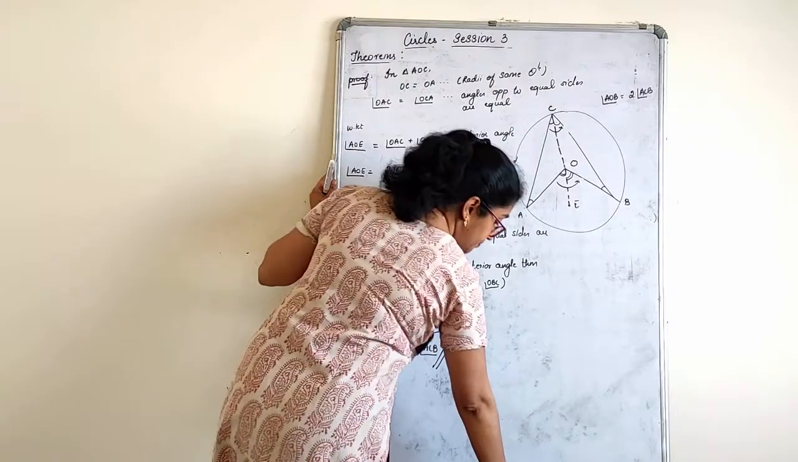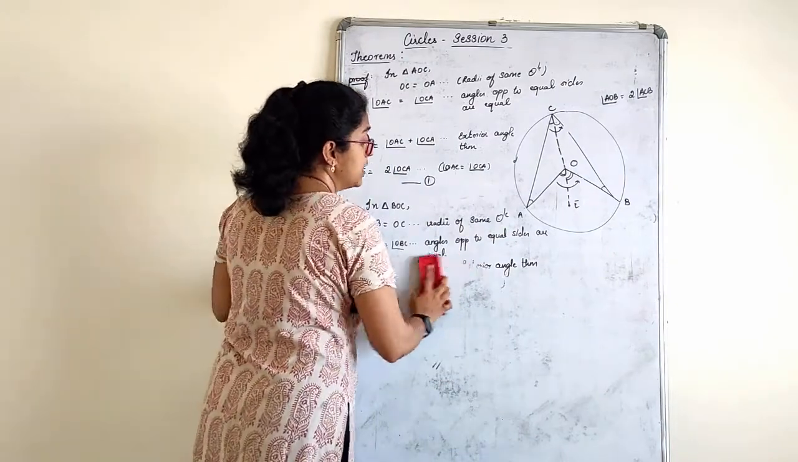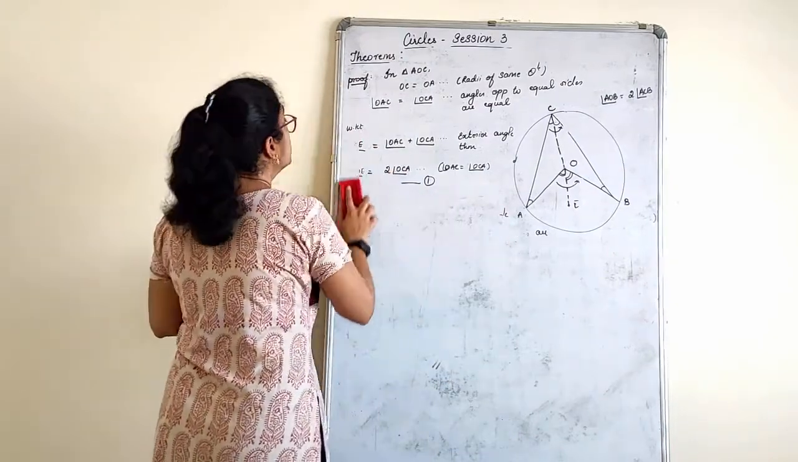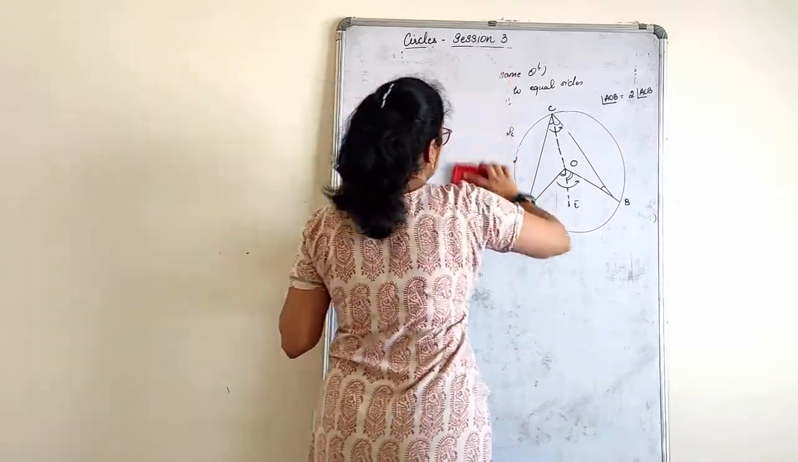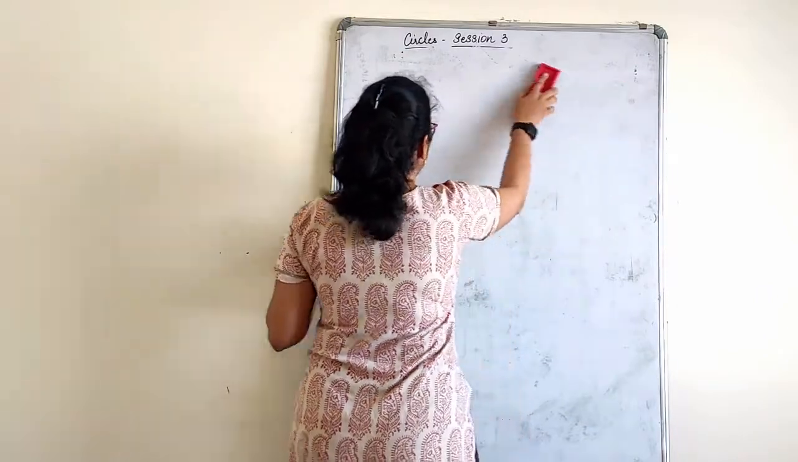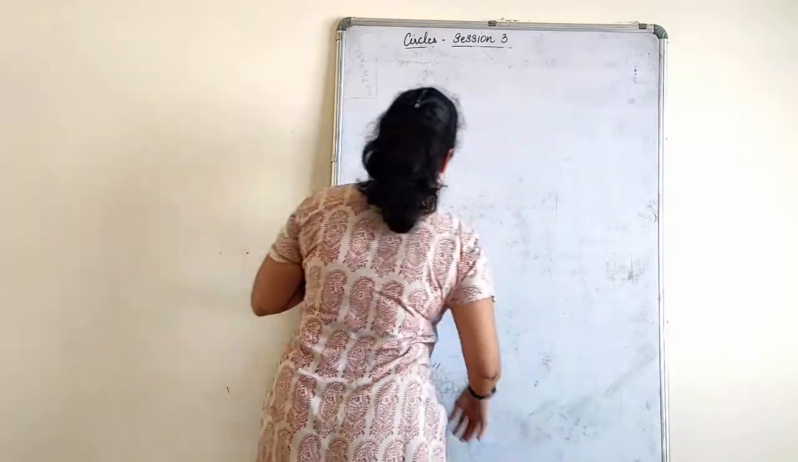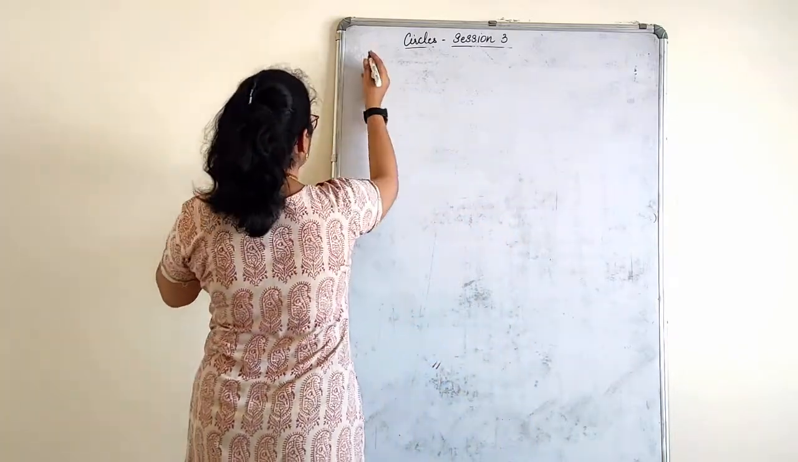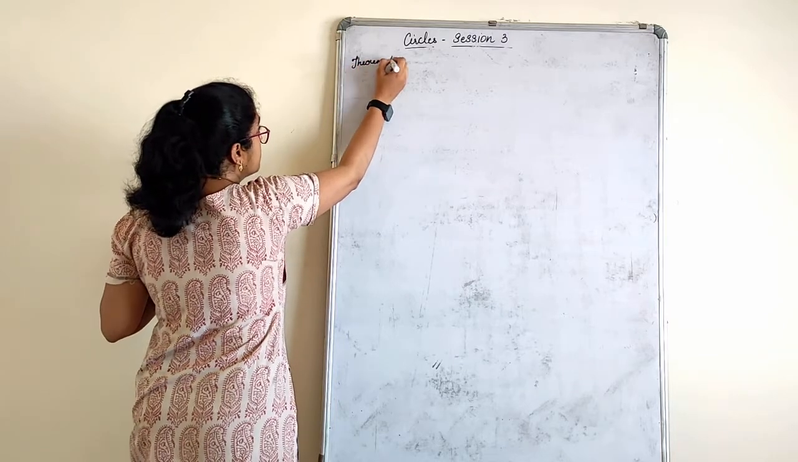A last theorem where we have learned also about a cyclic quadrilateral. Opposite angles of a cyclic quadrilateral are supplementary. The theorem is actually not mentioned in the book, but I still want you all to know how it is. So, theorem 4.